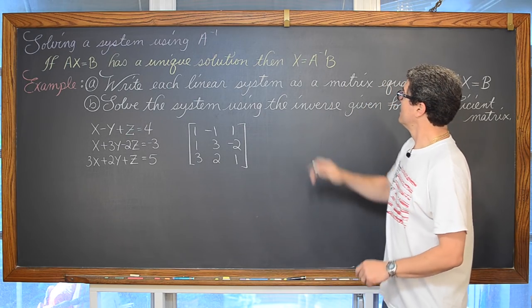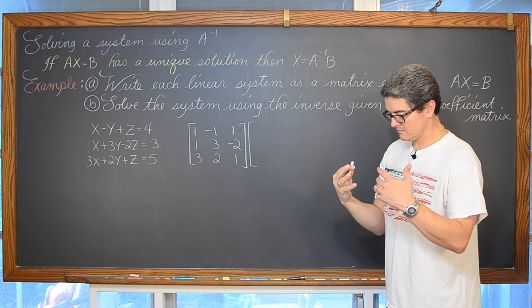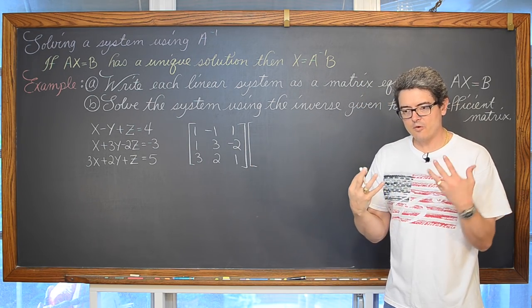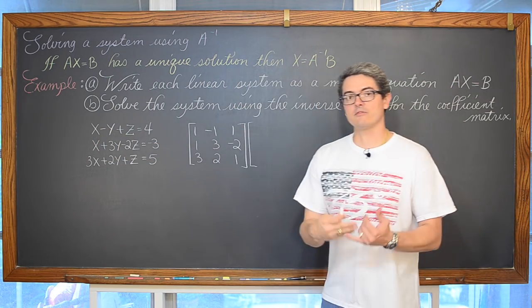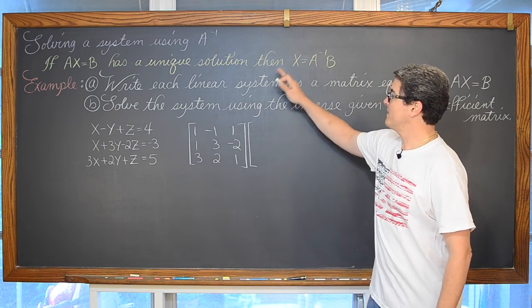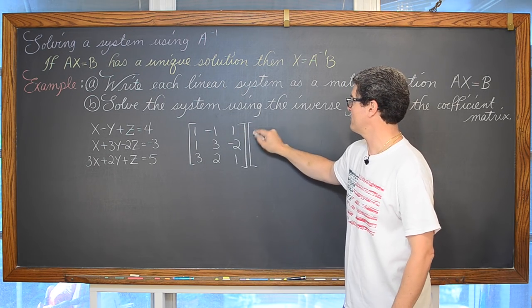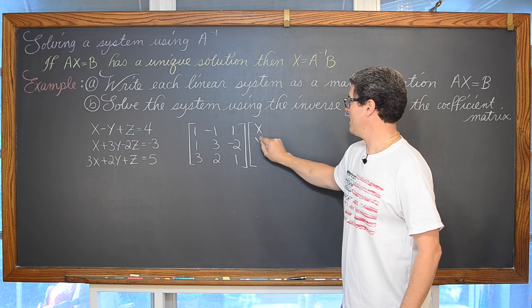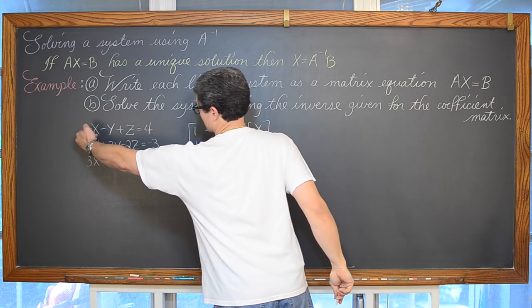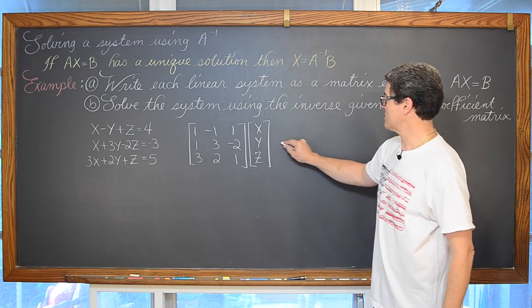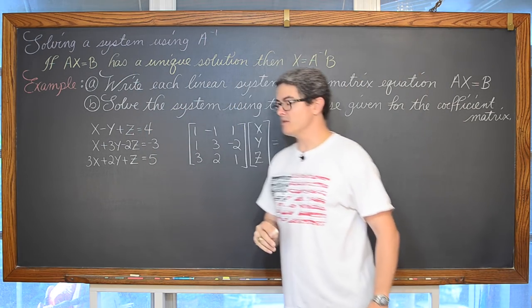That's going to get multiplied by matrix X. The second matrix is going to be the variables that we're looking for. We have three equations and three unknowns, and our unknowns are the variables X, Y, and Z. That's what matrix X is. So we have the unknown X, the unknown Y, and the unknown Z. I'm putting those down in a column the same way they show up in the rows of our system of equations. And that is equal to matrix B, which is going to be the constants that the equations are equal to.